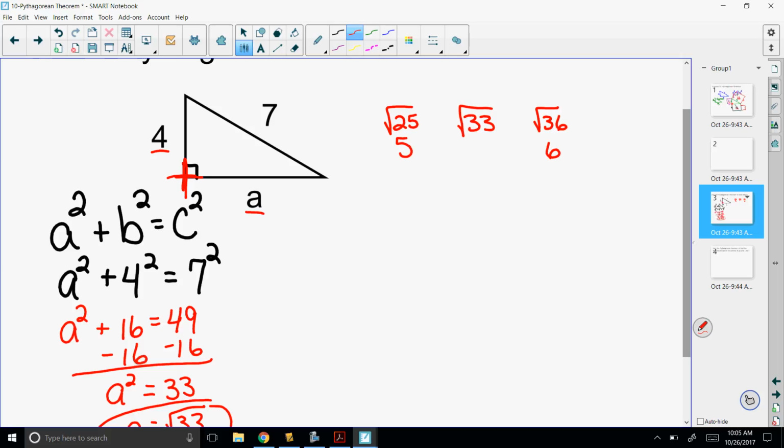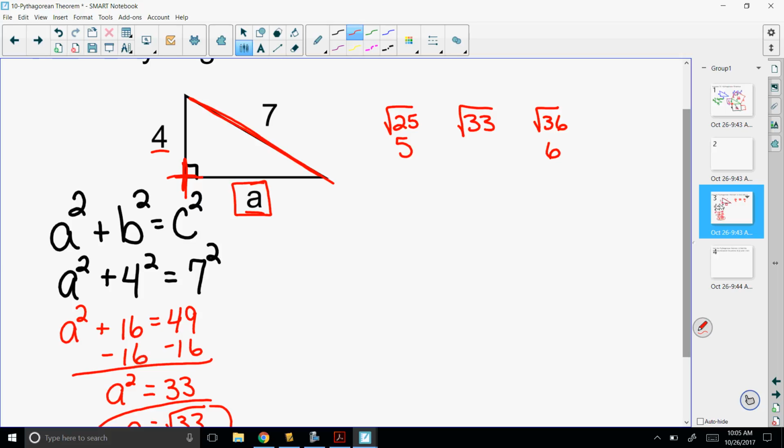Does that make sense that that's what that would have a length of? I know a has to be less than 7 because your hypotenuse is always the longest side. So it's got to be less than 7. And your answer, the square root of 33, is less than 7.